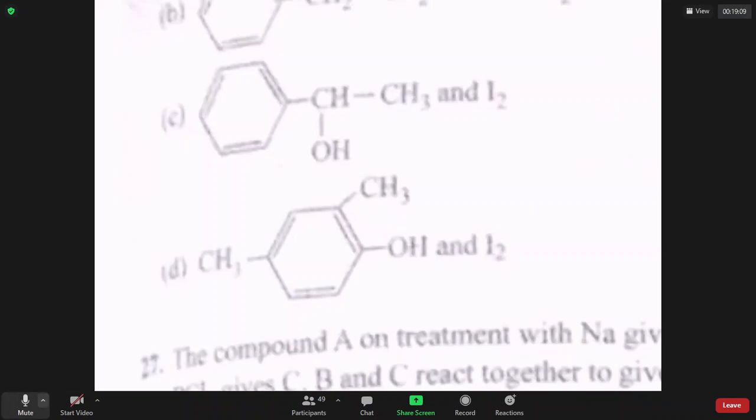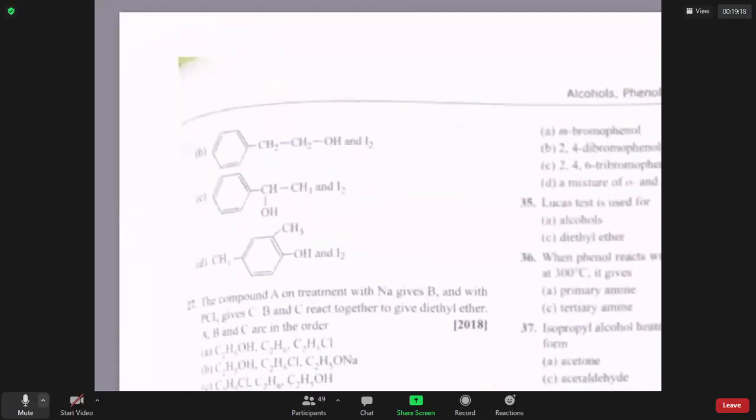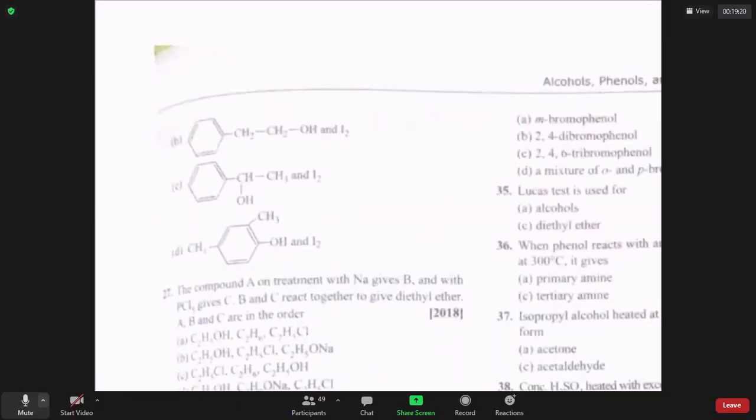Notice that D also cannot give the iodoform test. This is a very, very important question, sir. The same question in different shades was asked 3-4 times in IIT Mains. May I repeat it or is there no need to repeat?